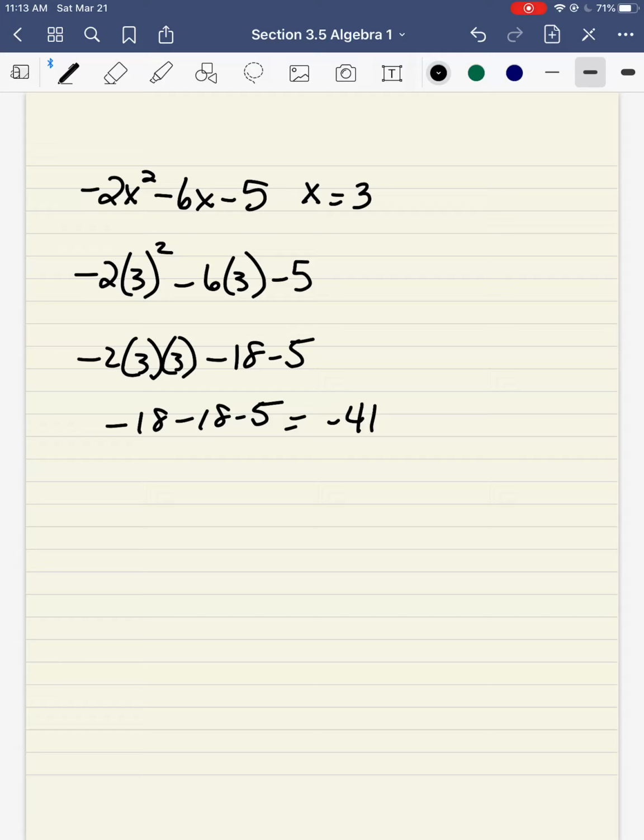Finally, the last one, minus 2x squared minus 6x minus 5 when x is equal to a 3. I put the 3 in for the x, again, right over here and over here. So it's going to be minus 2 times 3 squared minus 6 times 3 minus 5. Again, the 3 is being squared. 3 times 3 is a 9. 9 times a minus 2 is a minus 18. On the second one, minus 6 times 3 is a minus 18. And I still have the minus 5. When I add everything up, again, all negatives, add them up, keep the sign. I get an answer of minus 41.